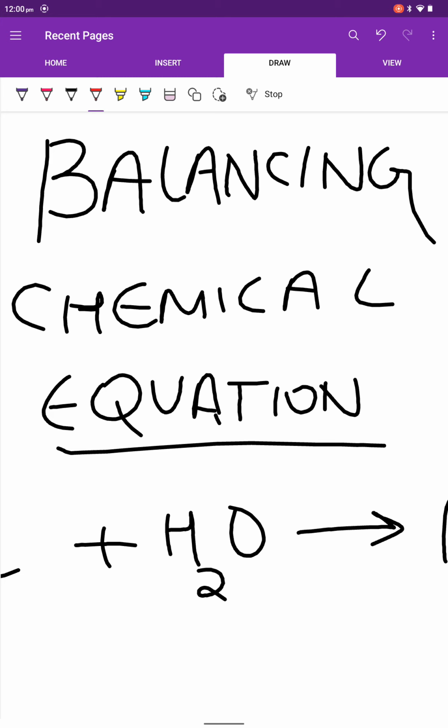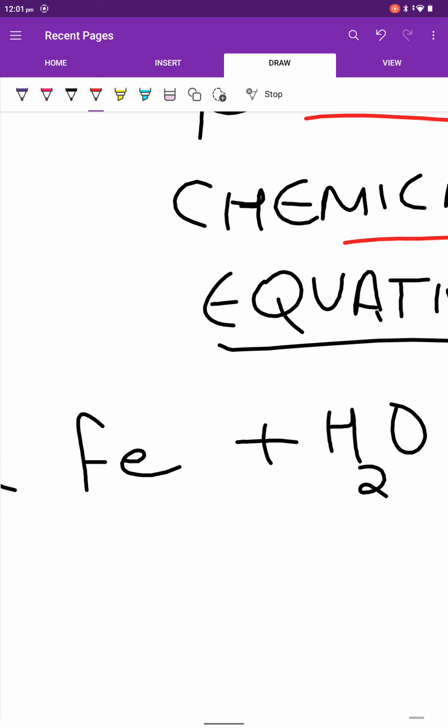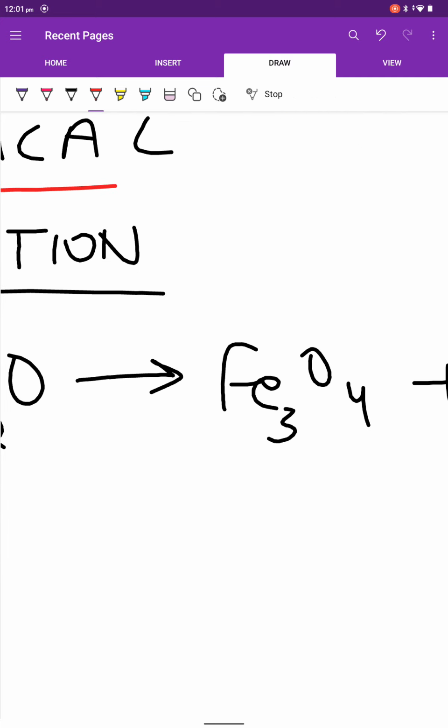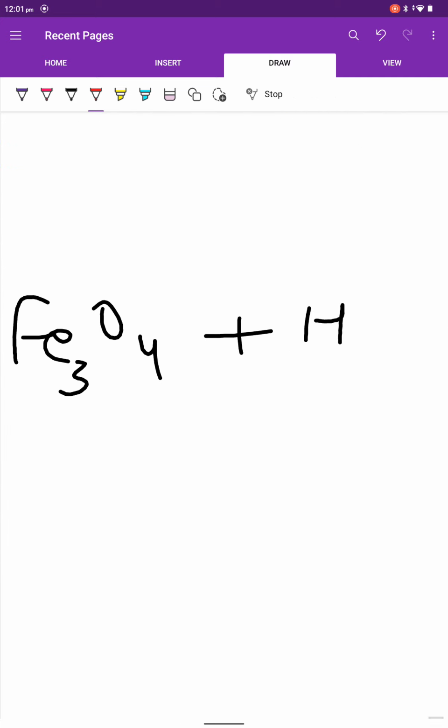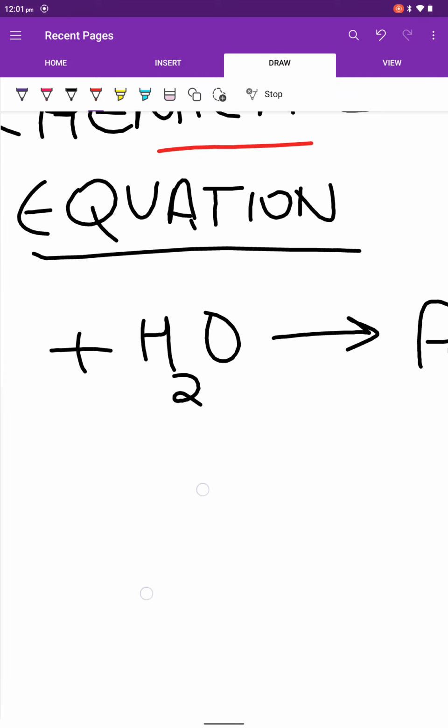So today we're going to learn the topic of balancing chemical equations. It is a topic of class 10th, which is given in the NCERT book, chapter 1. So I have given you one question: Fe plus H2O, which gives us iron oxide and hydrogen, means H2, right? So basically, in this chemical equation, we're going to learn today how to balance a chemical equation.